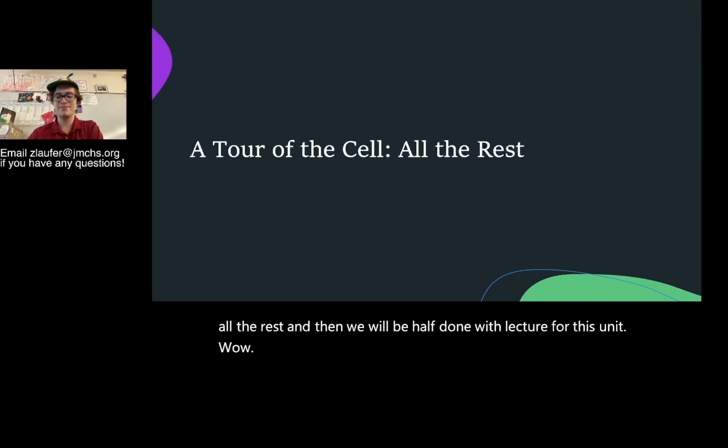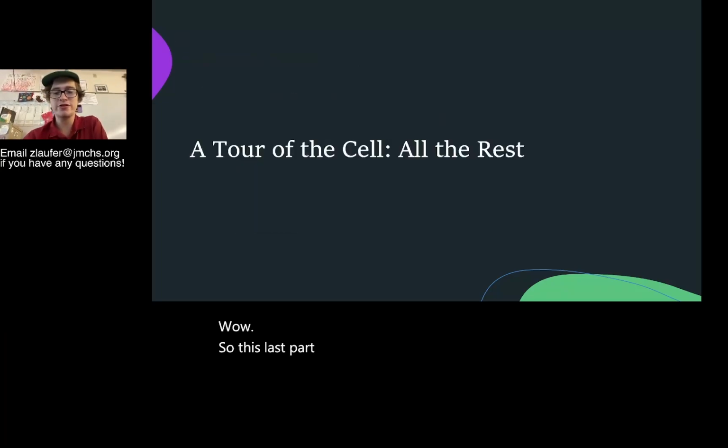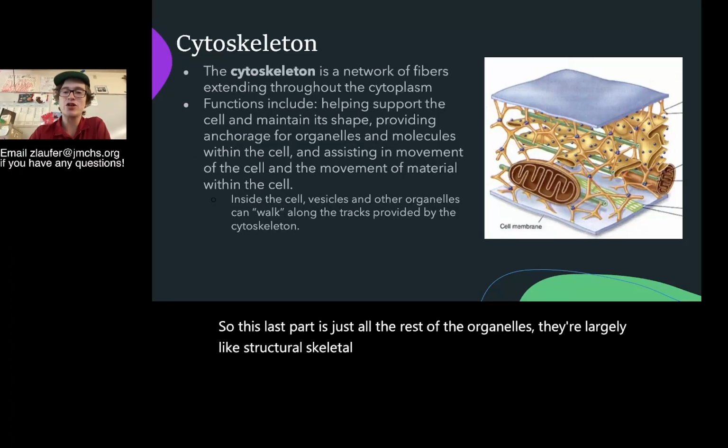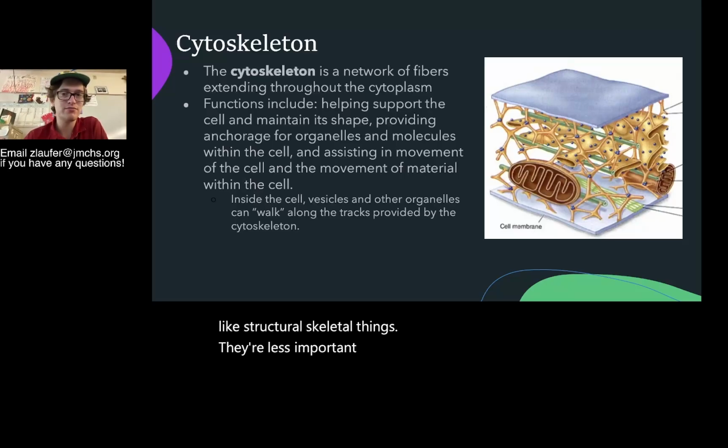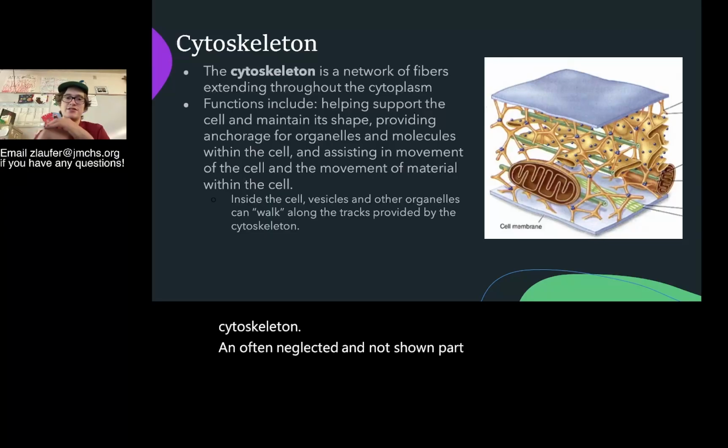So this last part is just all the rest of the organelles. They're largely structural, skeletal things. They're less important, but still will come up. So first, the cytoskeleton. An often neglected and not shown part of cell models is the cytoskeleton, because if we did show it, it would just make everything really confusing.